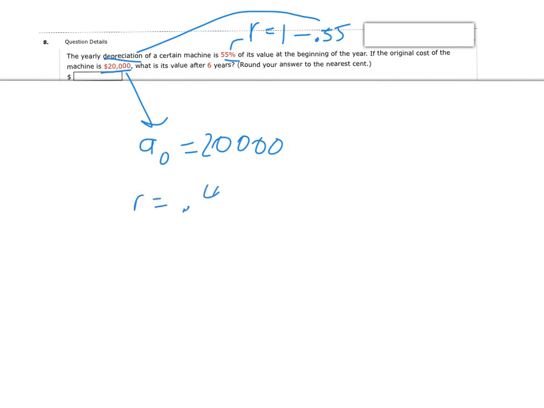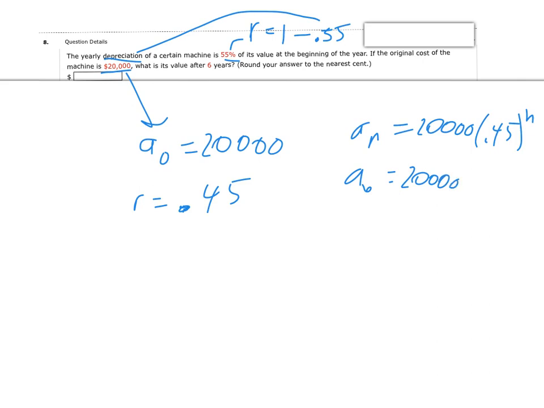So I'm going to say r is actually 0.45. Because 55% is going away, there's 45% left over. So then I'm going to say a sub n equals 20,000 times 0.45 to the power of n. Since I have my a sub 0 up here, my exponent is just n. So for 6 years later, I got 20,000 times 0.45 to the power of 6.